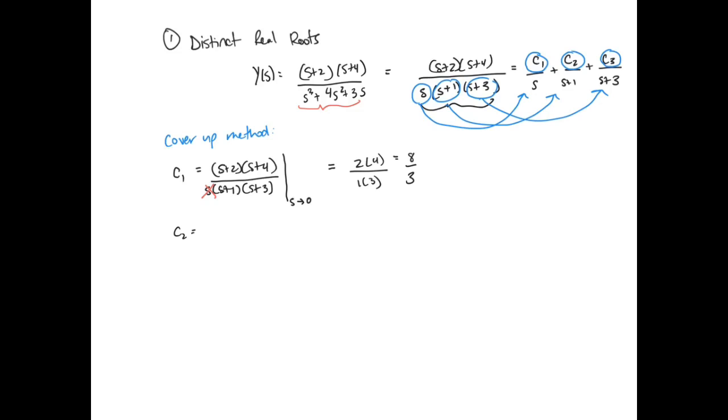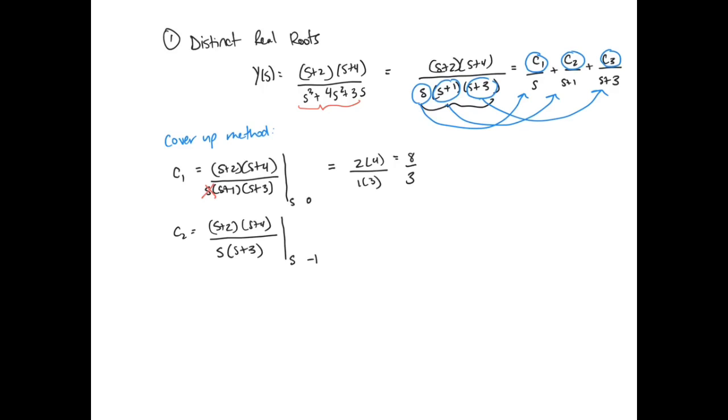C2, you do the same process, so you have (s plus 2) times (s plus 4) divided by, this time I won't write it in, but you have s times (s plus 3). So what's missing is the denominator related to C2, which was s plus 1. You evaluate this at s equals minus 1. So whatever would set the denominator of C2 to 0 is what your s is. It's not a limit, you're just setting it equal to that.